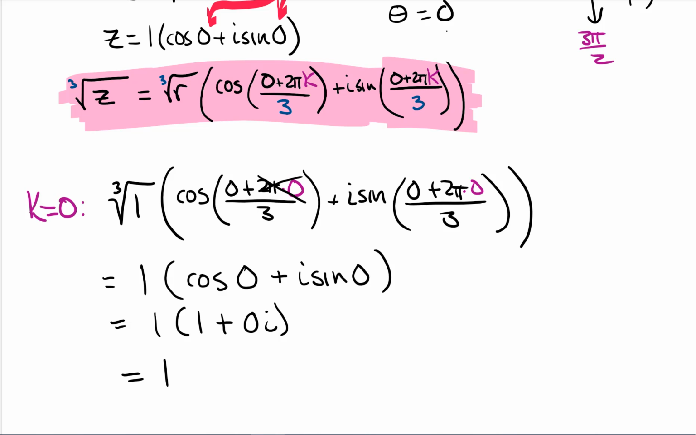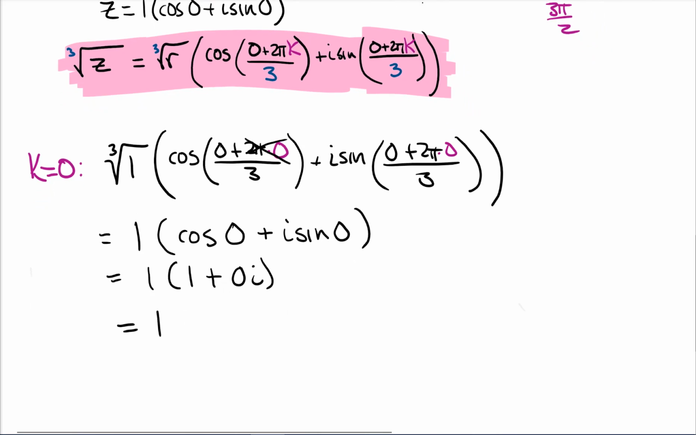Didn't we know the cube root of 1 is equal to 1? That's the one real answer we're going to get. We're going to get 2 complex numbers as well. So that's the real one. You should expect that. That happens a lot, especially if you're taking roots of 1. One of the answers has to be 1. Surprise, surprise. But now we need to move on to k equals 1 and k equals 2.